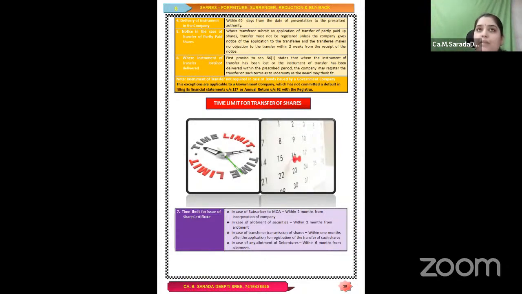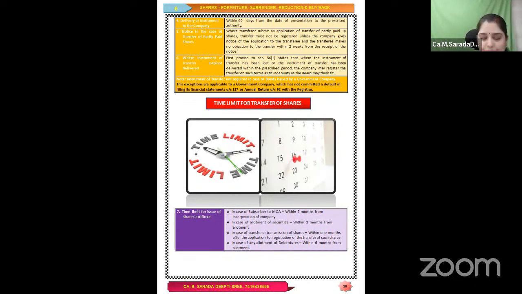After that, the company will issue the share certificate in the name of the transferee within a period of 1 month from the date on which they received the application from the transferor or the transferee. Within how much time in case of transfer? Within 1 month from the date of application for registration of transfer. Now the transferee will be called a member of the company, and he will get all rights to attend and vote in the meetings.